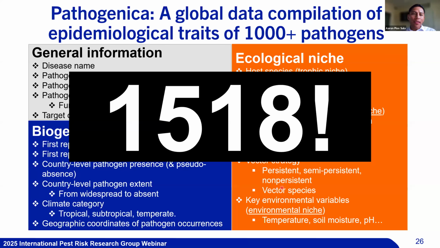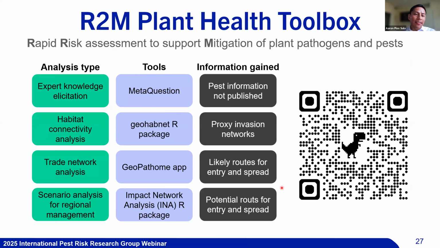We are currently in the GIRAF lab, developing the Rapid Risk Assessment to Support Mitigation of plant pathogens and pests toolbox, or the R2M plant health toolbox, which includes relatively short components of the GIRAF, but there are also other components that are complementary, such as expert knowledge elicitation.